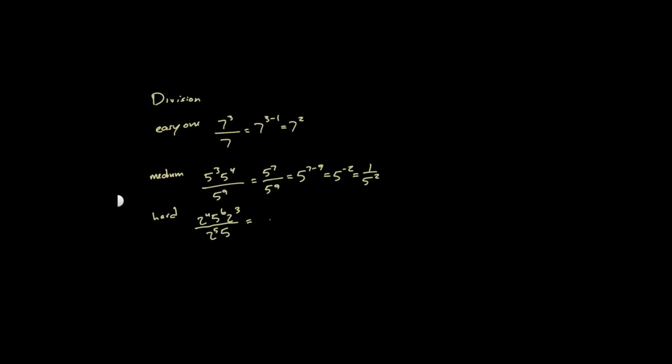To do that, you're going to add up the 2's. On the top, there's 4 plus 3. That's 7. And then there's just 5 to the 6. On the bottom, there's nothing you can add together, so we're just going to rewrite that.